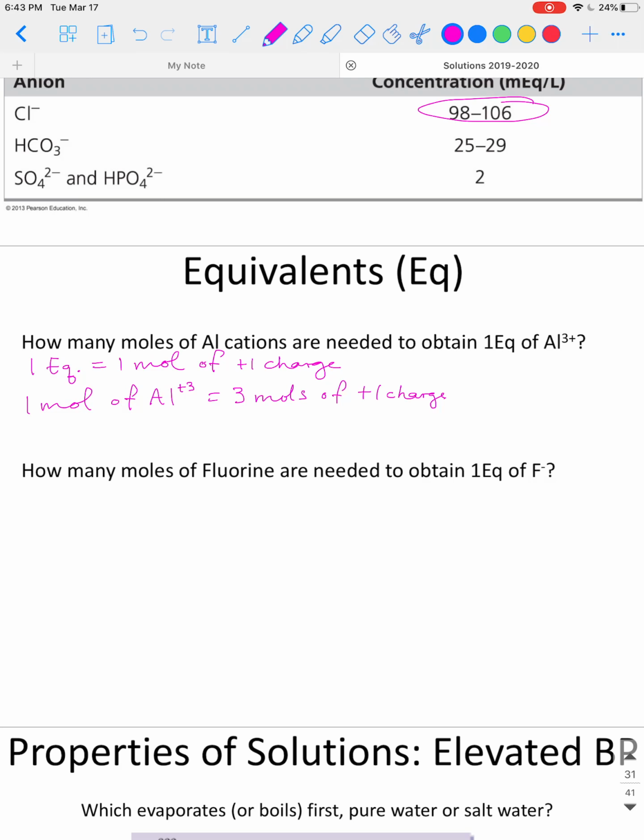So if we just want 1 mole of plus 1 charge, we want 1/3 of that, we just need to divide this by 3. Okay? We don't want 3 moles, we just want 1 equivalent here, and 1 equivalent is 1 mole, so we're just going to divide this by 3, which would give us 1/3 of a mole of Al plus 3 is going to be equal to 1 equivalent, okay, of plus 1 charge.